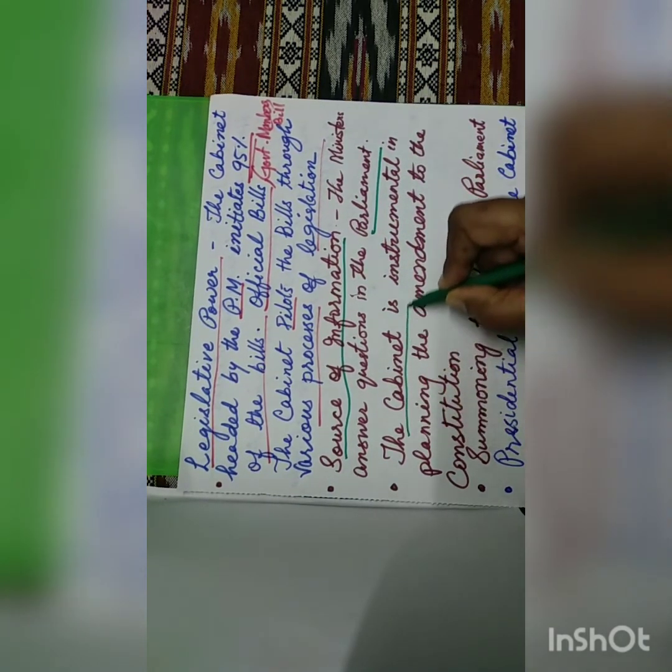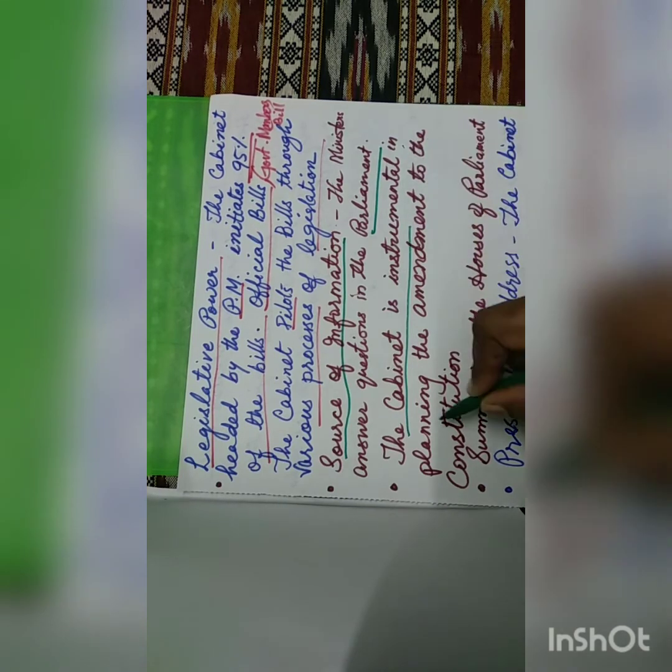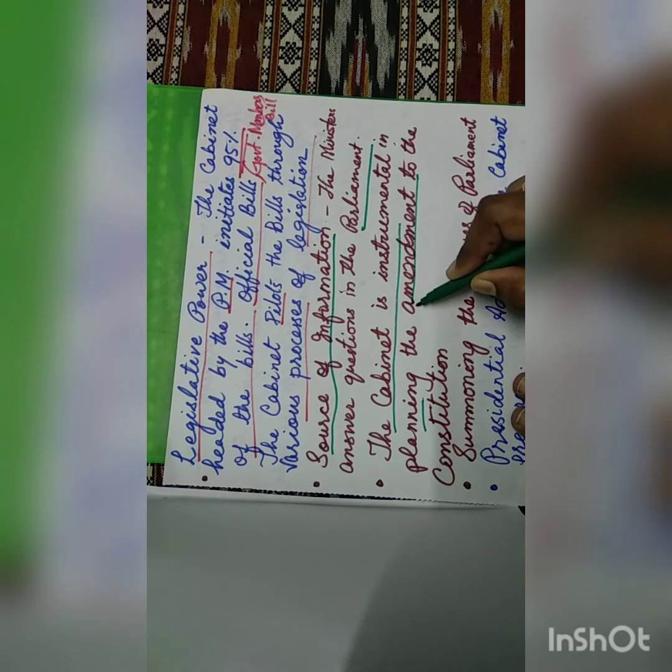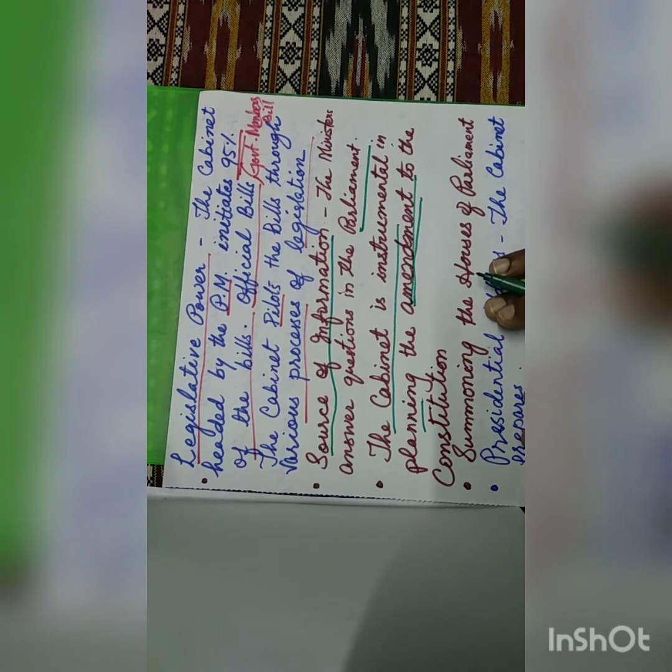Next, the cabinet ministers are instrumental in planning an amendment to the constitution. If the constitutional terms are found to need change, a new term or law has to be added to the constitution, or the old laws may be removed. That is called an amendment. The amendment of the constitution is also initiated by the cabinet ministers headed by the council of ministers.